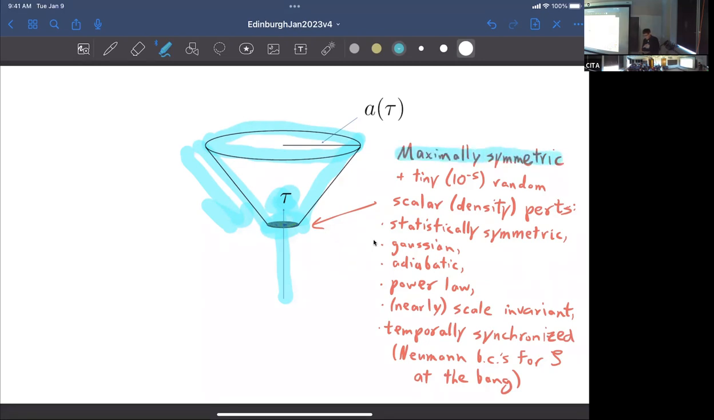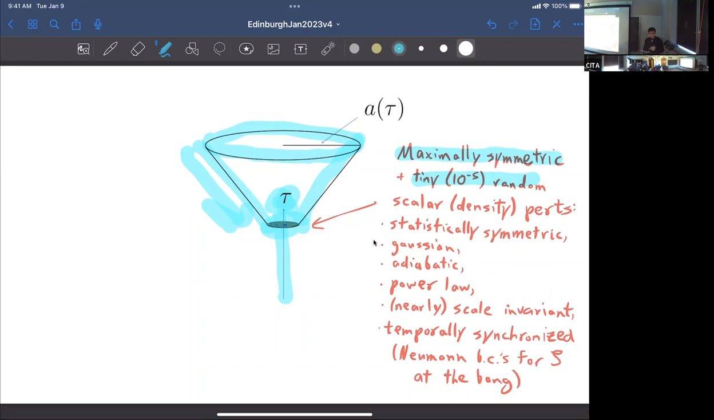So first of all, to a first approximation, if you snapshot at a given moment in time, the geometry is a maximally symmetric three geometry. It's basically just Euclidean space, almost perfectly Euclidean space, but with very tiny, of order one part in 100,000, perturbations in the density from one point to another and temperature from one point to another.